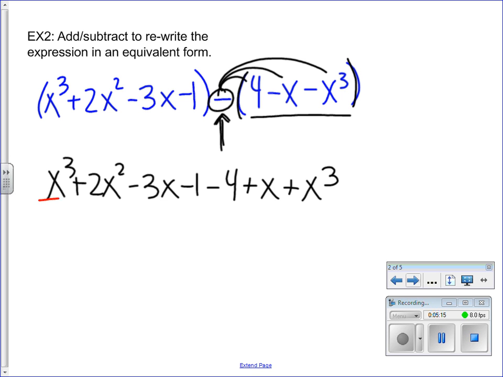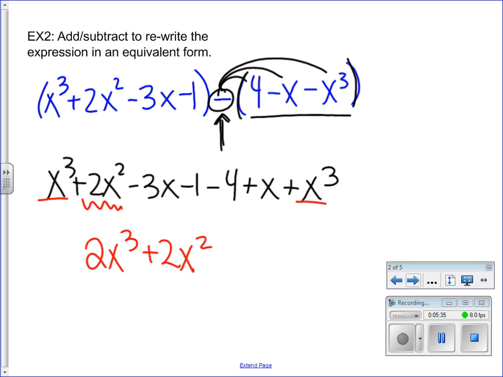First thing I see, x cubed and x cubed is 2x cubed. Next thing I see is 2x squared. I don't see any other x squareds, so there are no like terms, so I'm just going to write that next. So I'm going again in descending order of exponents. So I started with cubed, now I have squared.